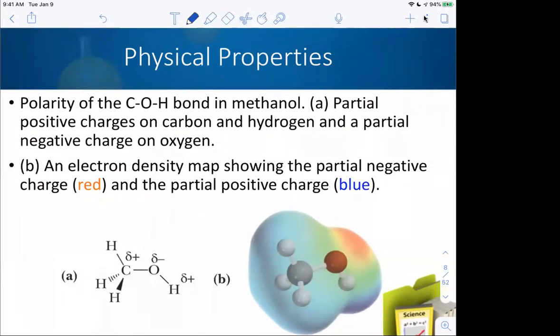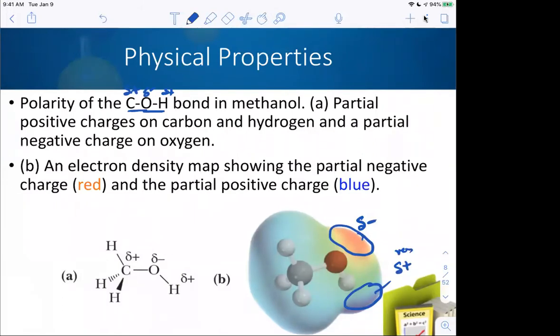Now, physical properties of alcohols. Again, this is sort of review. I have a polar carbon-oxygen and a very polar oxygen-hydrogen bond in methanol. That means I have a partial positive on my carbon and a very partial positive on my hydrogen, and I have a partial negative on that oxygen. So if I look at this electron density map, I can clearly see that this is an area of partial negative charge. And look at the color of this blue. That tells me this is very partially positive.